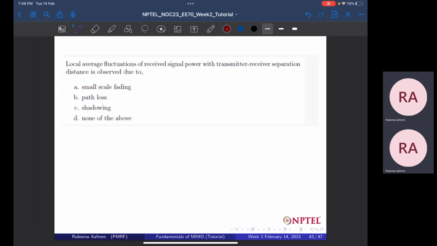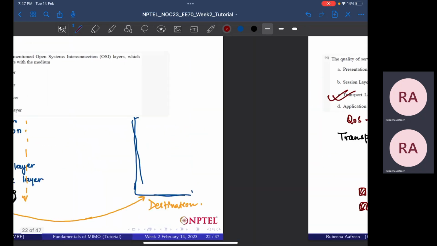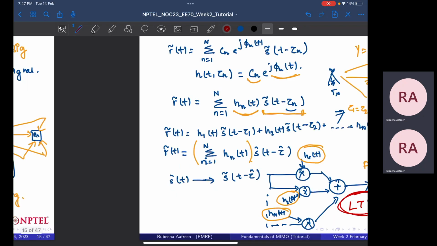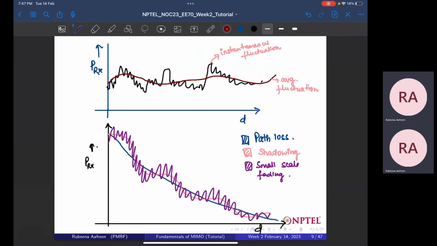Moving on to the next question. It is asking about local average fluctuation of received signal power with transmitter receiver separation distance in observed data. So we have described the received power versus distance graph that I will show again. So this is the path loss, but then local average fluctuation, you can see in this pink graph. So this is fluctuating across some average path loss. So the local average fluctuation is given by shadowing.